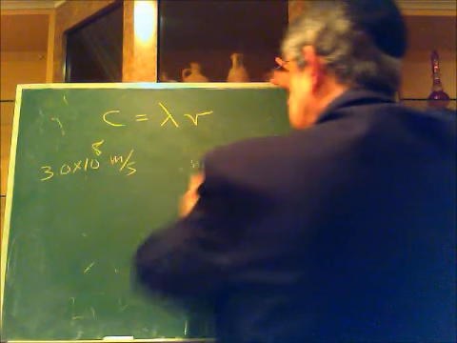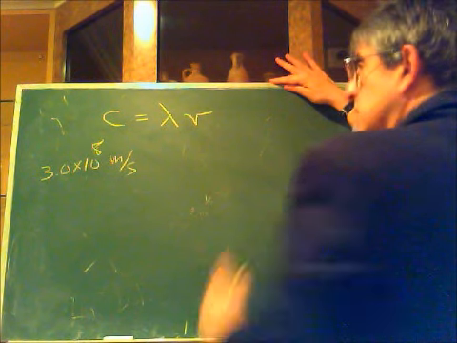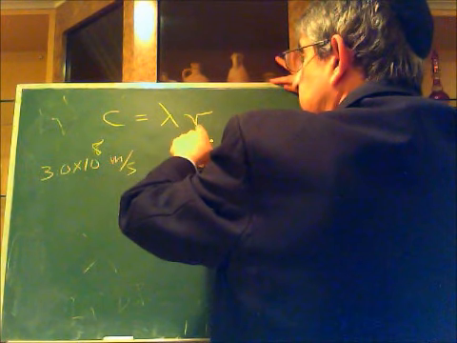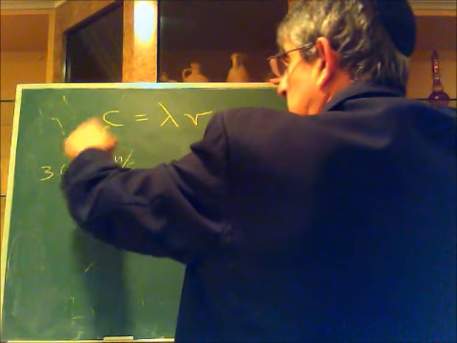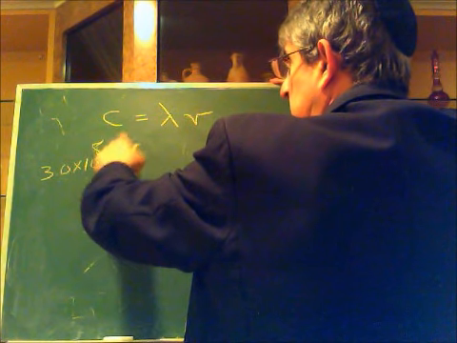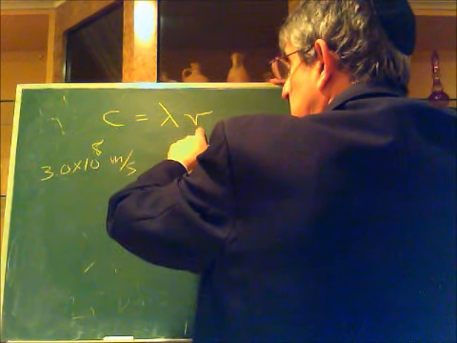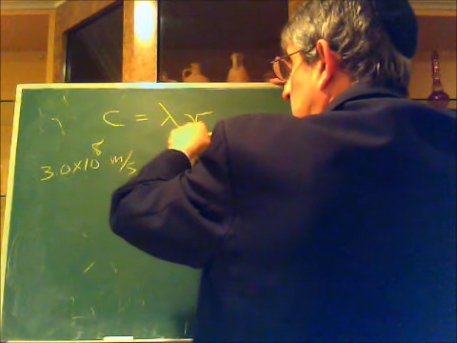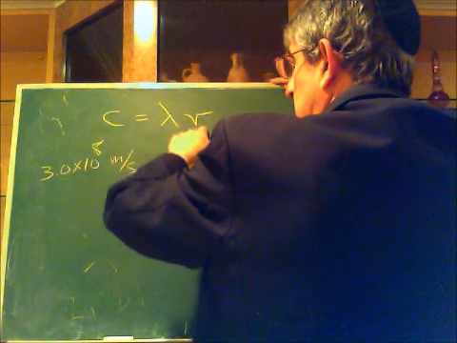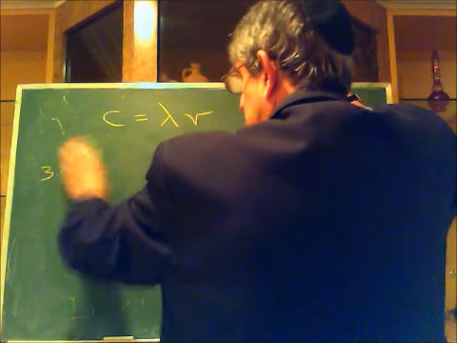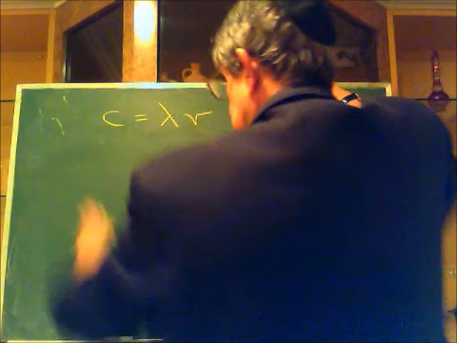So what this tells us is that since this is a constant, if we know lambda, we can find the frequency by dividing the velocity of light, or of electromagnetic radiation, by lambda. That will give us the frequency. And if we know the frequency, we can find the wavelength by dividing the velocity by the frequency. Okay, so that's the first equation.